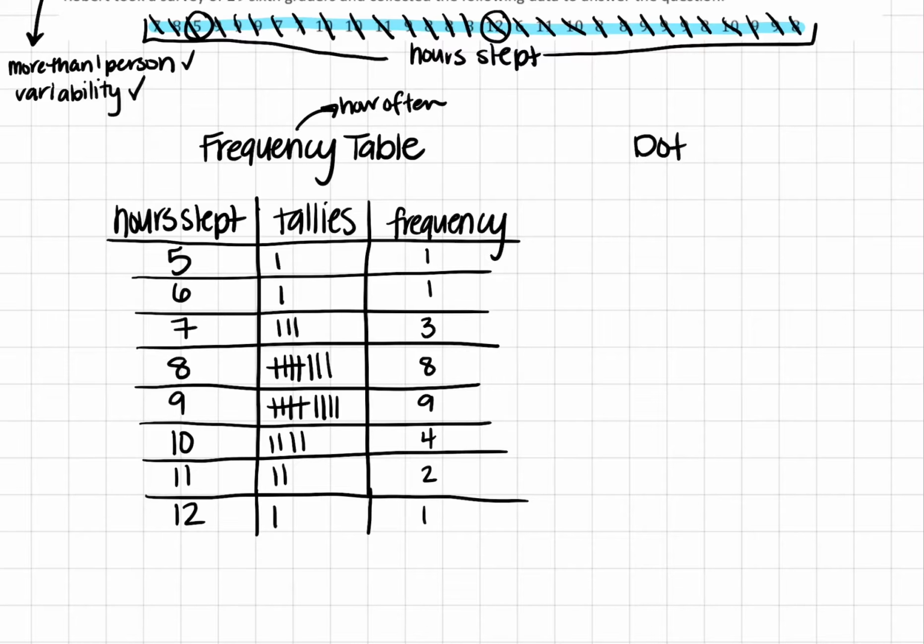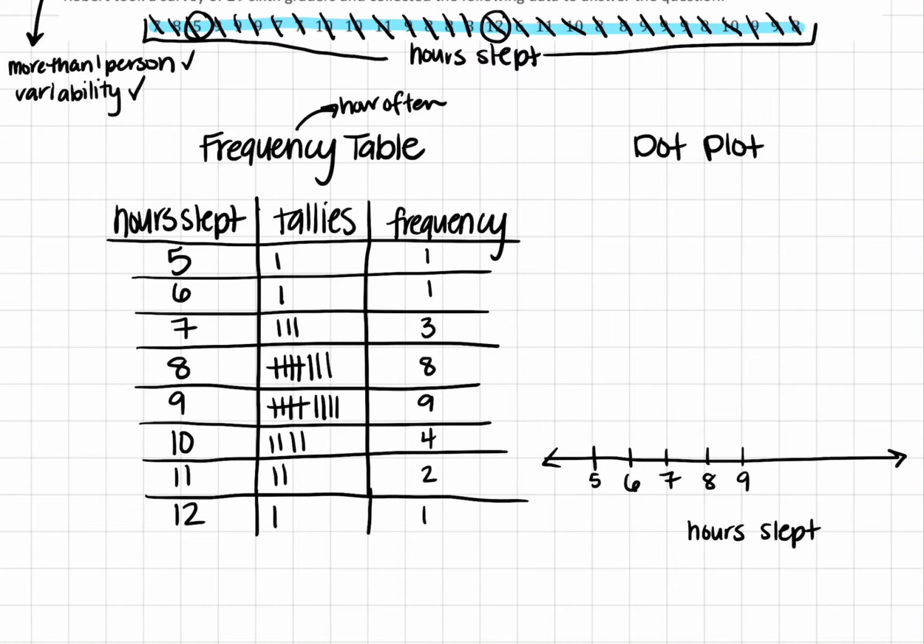Remember, a dot plot starts with a number line. And we're going to take all of these hours slept and put them on the number line. So I'm going to label my number line with hours slept. And I'm going to start at 5 because that's the least hours slept. And I'm going to count up all the way to the most hours slept, which is 12. And each of these tallies, I'm going to represent with a dot.